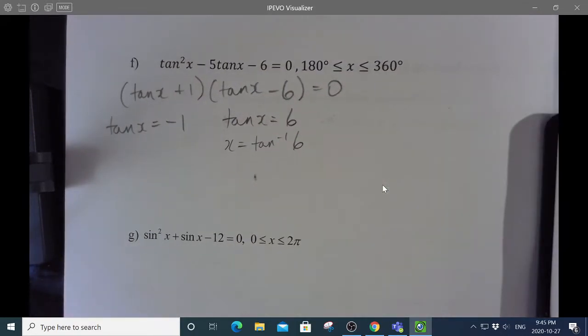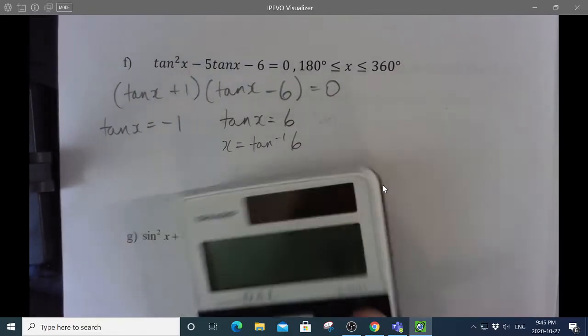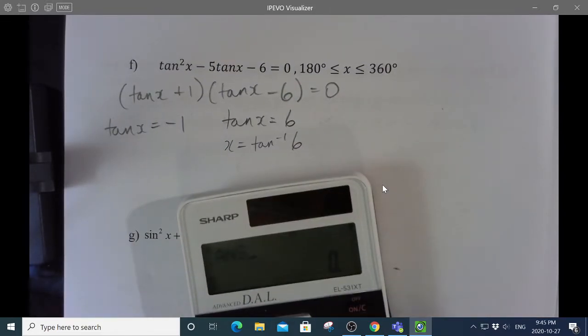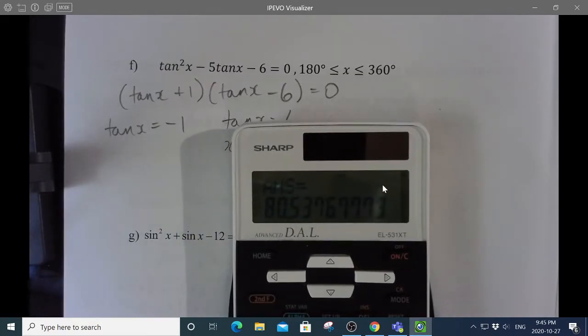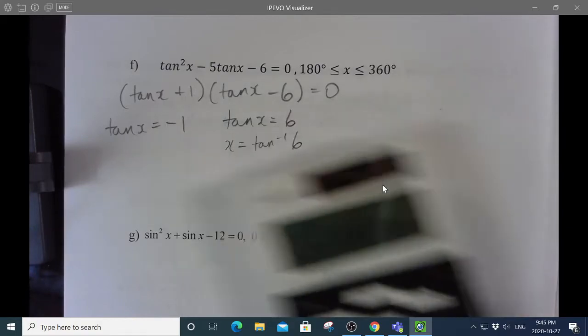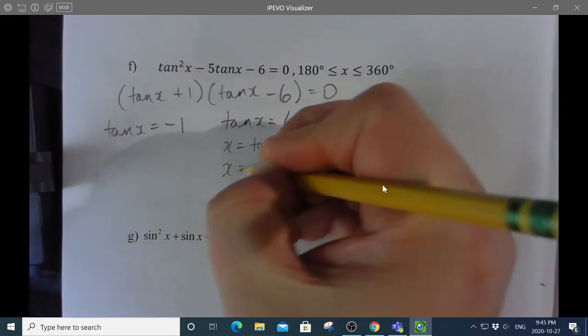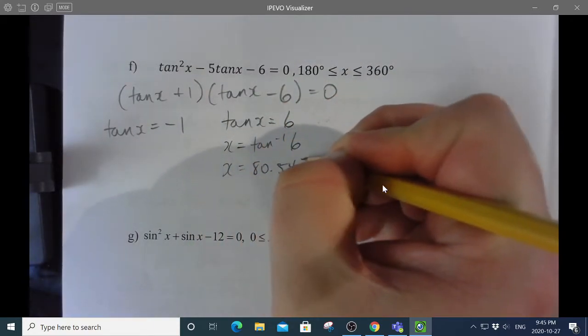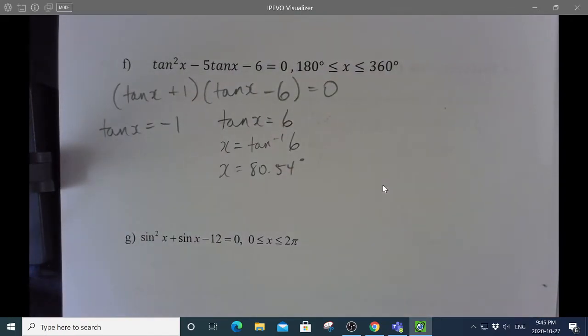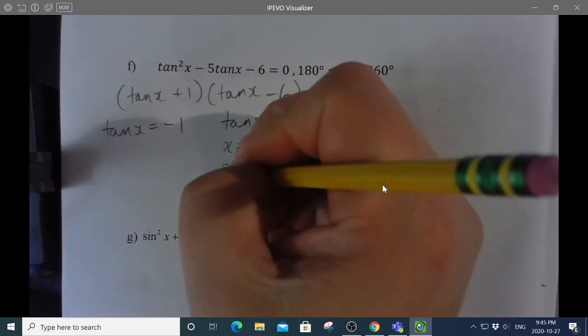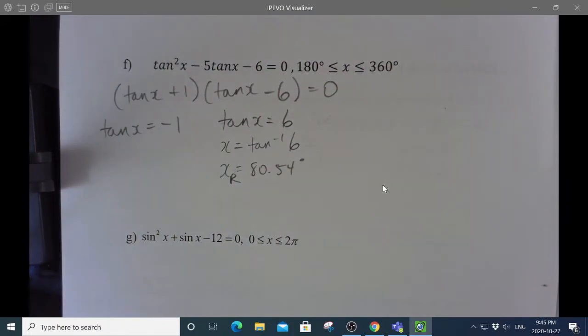And does it say in here where to round? No, it doesn't say. So if it doesn't say, we don't really care. I'll just round to maybe two decimal places. So 80.54 is what I'll say. 80.54 degrees. Okay, now remember, that's what we call our reference angle. You might remember that from grade 11.